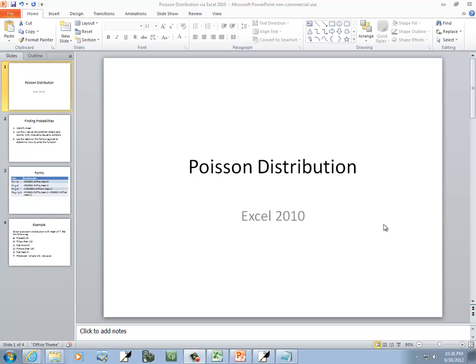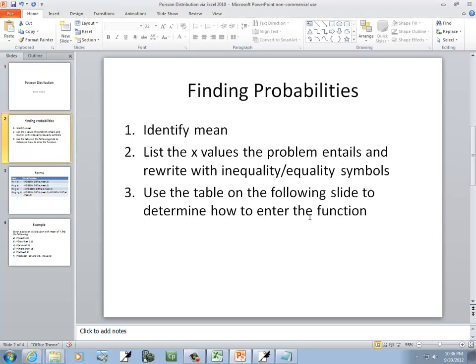Well, let's take a look at problems dealing with the Poisson distribution, specifically find a probability. Well, the first step is to identify the mean. Sometimes that's tricky by itself. And if you remember the section on Poisson distribution, you know what I'm talking about.